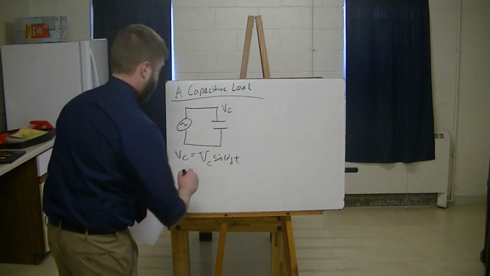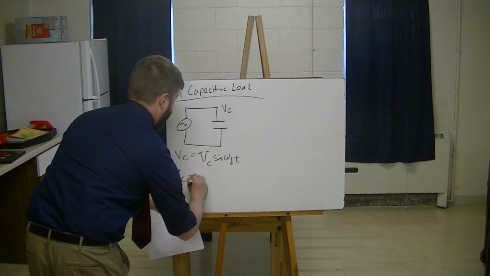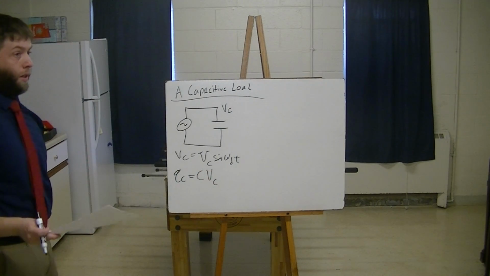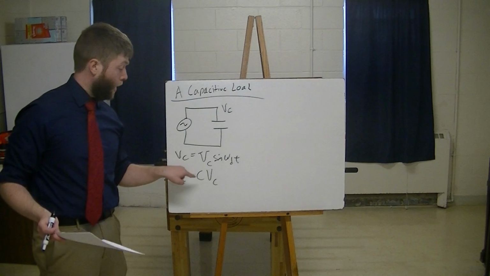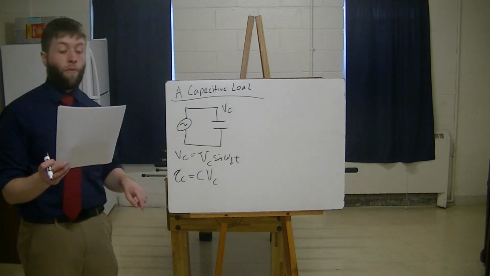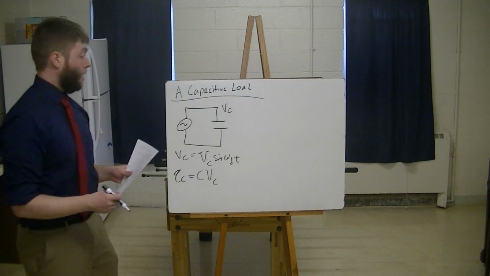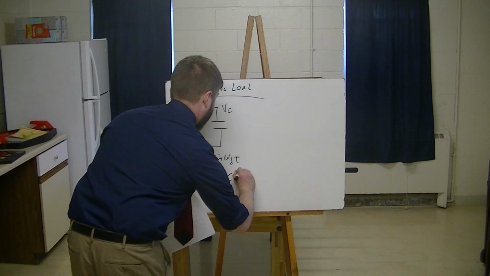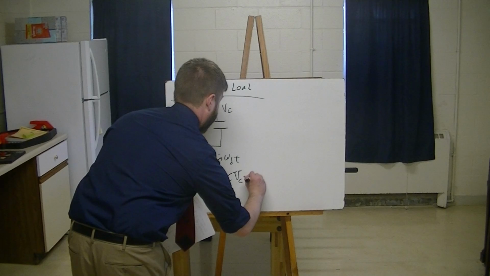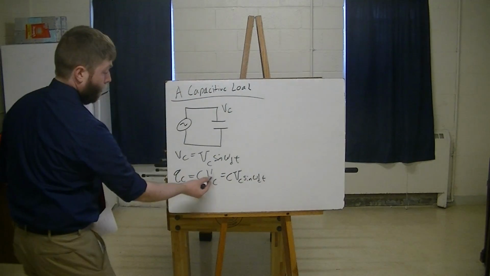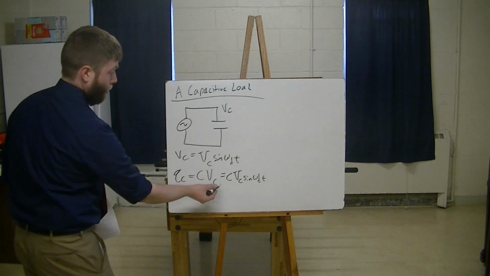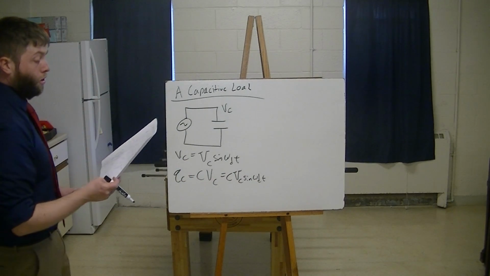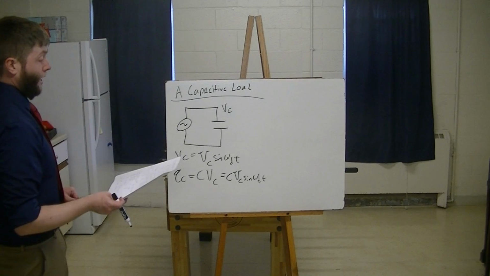We first remind ourselves that the charge on a capacitor is equal to the capacitance multiplied by the voltage across the capacitor. Charge of the capacitor is equal to capacitance times the voltage of the capacitor. So now I'm going to rewrite this as C, capital VC, sine of omega dt. So I've replaced this voltage across the capacitor with this guy right here, the amplitude of that voltage multiplied by the sine of omega dt.